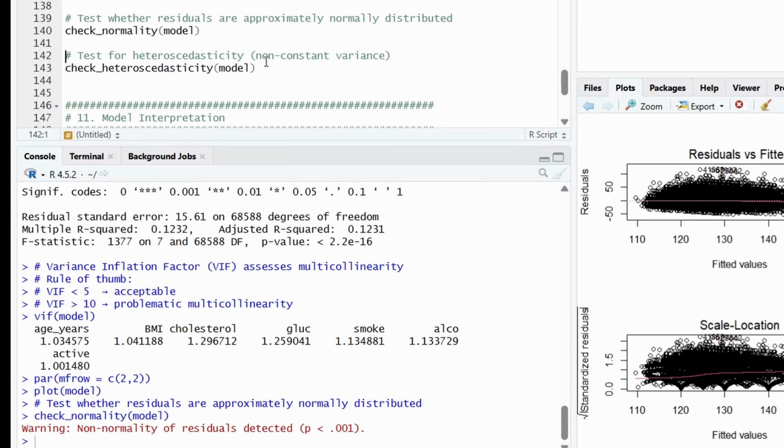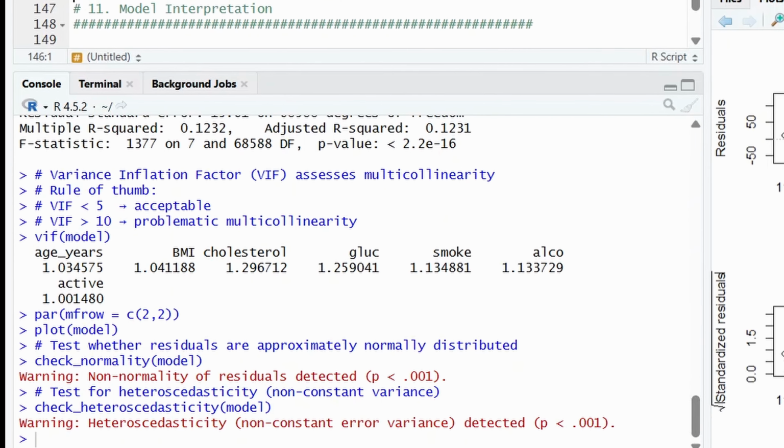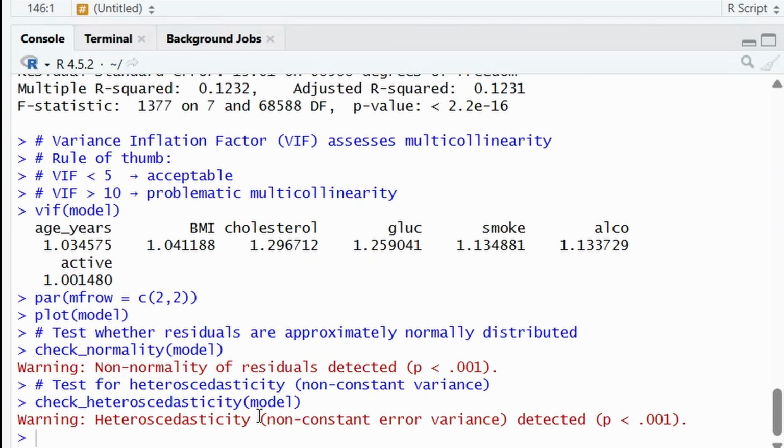Next, we check for heteroscedasticity, which occurs when the variance of residuals changes across levels of predicted values. The test also gave a warning: heteroscedasticity detected, p less than 0.001. This tells us that the spread of residuals is not perfectly even. In other words, the model tends to be less precise for some predicted values, often at higher or lower blood pressure levels. Like non-normality, this is common in large real-world health datasets.